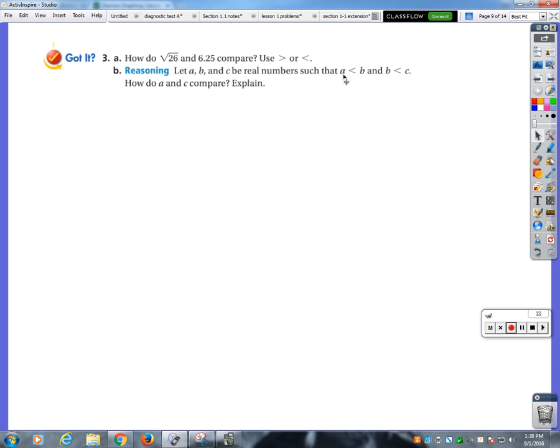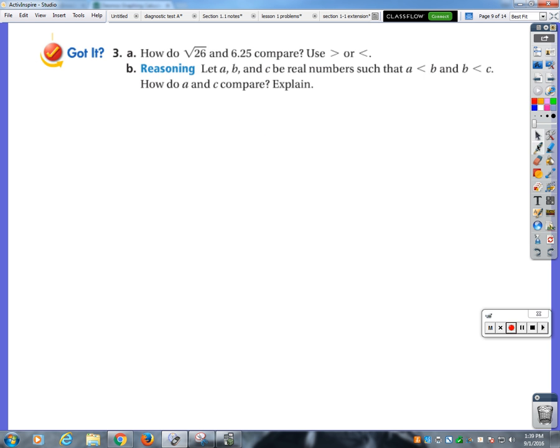All right, again, just turn to your elbow partner. We don't need to write this down. We want to compare the square root of 26 and 6.25. Go talk amongst yourselves. Okay, show me the square root of 26 is bigger. Okay, someone show me the 6.25 is bigger. Okay, you explain yourself. Defend your answer.